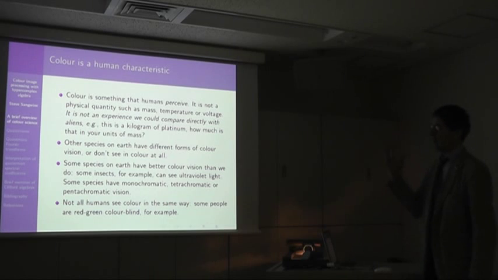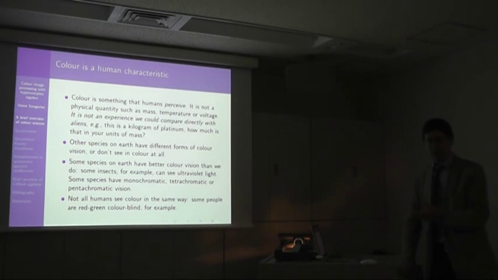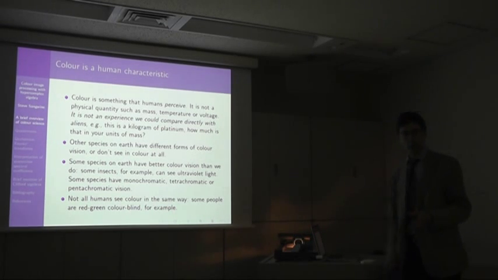Now, we don't even have to think about aliens in order to imagine this human vision problem, because other species on Earth have different forms of colour vision, or don't see in colour at all. And this is known from experiments similar to the ones done with humans, where you get animals to behave in a certain way according to colour stimuli. So we know that insects can see ultraviolet light. Some species have monochromatic, tetrachromatic or pentachromatic vision. So there are some animal species that see vastly more detailed colour pictures than we do, and other animals that see less.